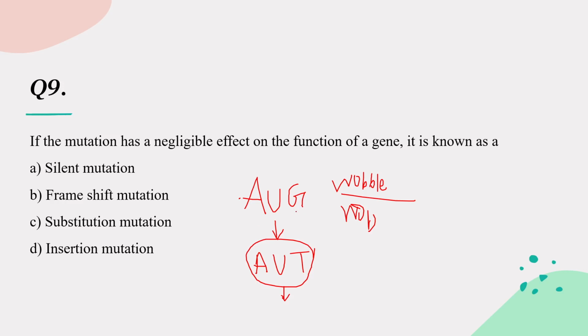If any mutation happens at this third position of the genetic code, that will lead to a silent mutation, because the amino acid will be the same as it was before.